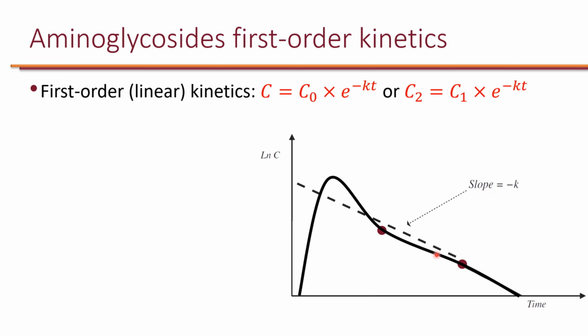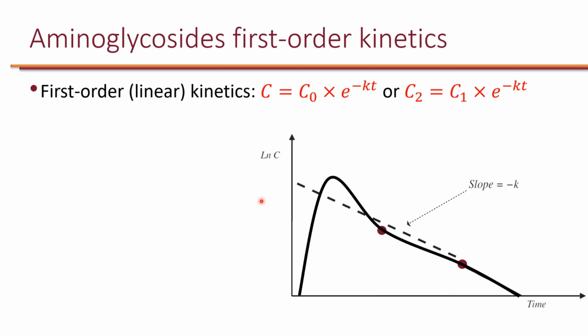And it's during this phase that we would like to get levels to calculate the slope of the line, which would give us the elimination constant, or negative K. You can use the famous equation C equals C naught times e to the negative KT. And basically that means that your final concentration equals your initial concentration times e to the negative KT. And the T is the time between the initial concentration and the final concentration. Another way of saying this is that C2 equals C1 times e to the negative KT. It's just a matter of how you label it.